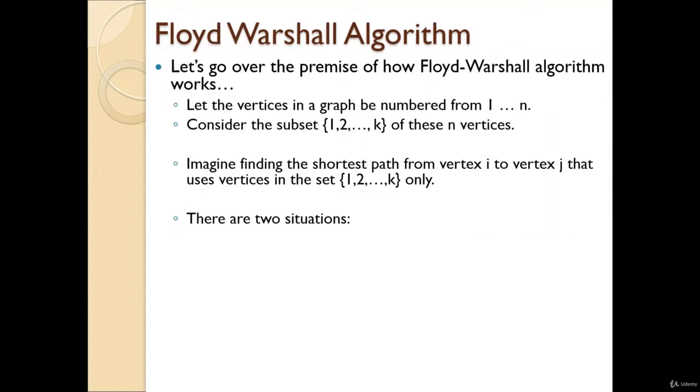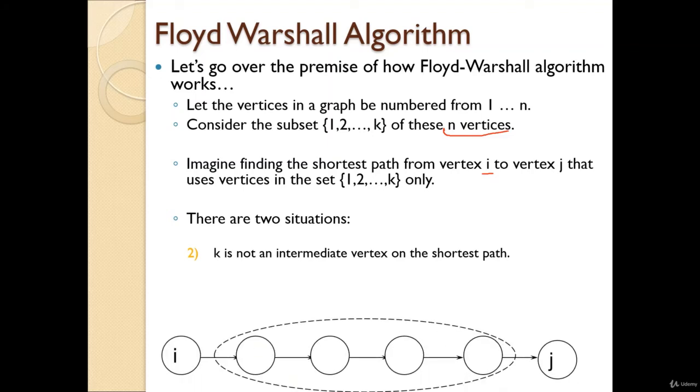So in the Floyd-Warshall algorithm, first, the vertices in a graph are numbered from 1 to n. This means there are n vertices. Imagine finding the shortest path from vertex I to vertex J, like this. This is I and this is J. So these are two vertices, and you want to find the shortest path to reach from I to J.